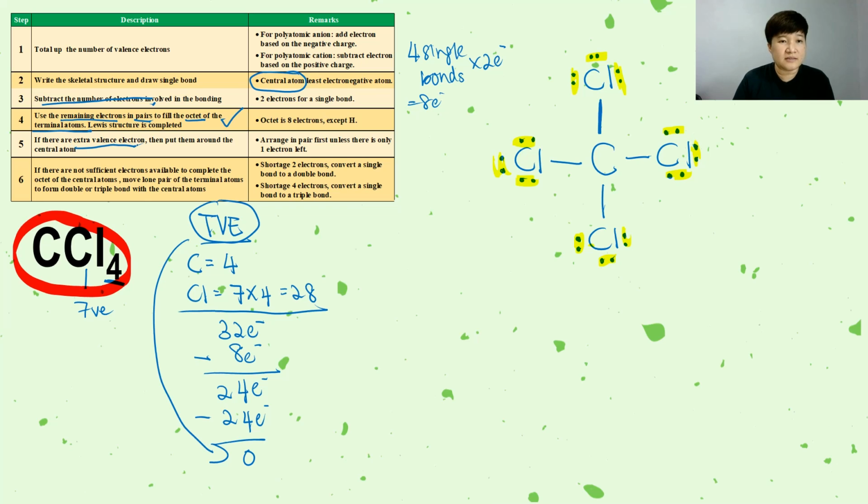If there are extra valence electrons, put them around the central atom. Do I have extra? No, I don't have any extra over here, so we skip this step. We are going to check whether everything is an octet or not. All your chlorine right now have an octet. Your carbon in the center has 2 electrons in each of the 4 bonds: 2, 4, 6, 8, octet. So everybody has an octet, and that is how the Lewis structure of CCl4 looks. Simple. Let's try another one.